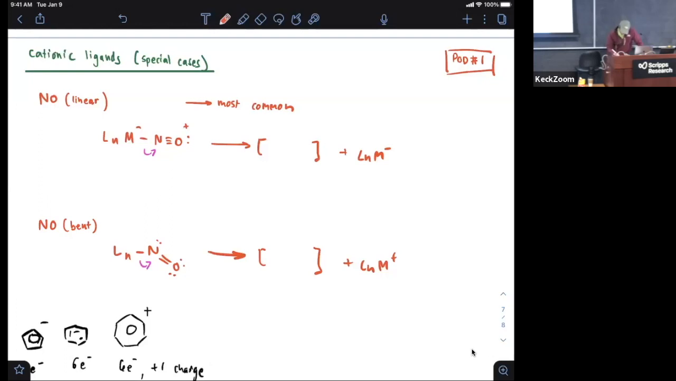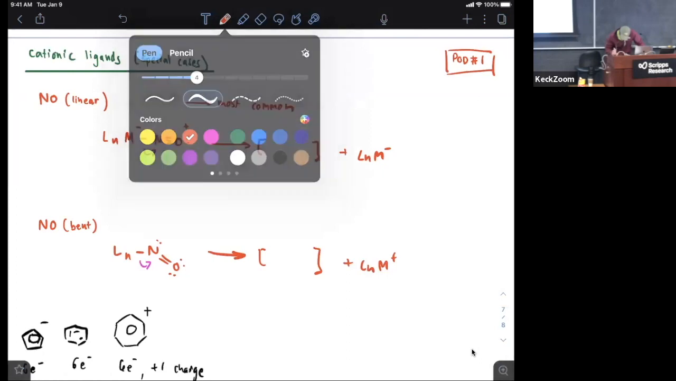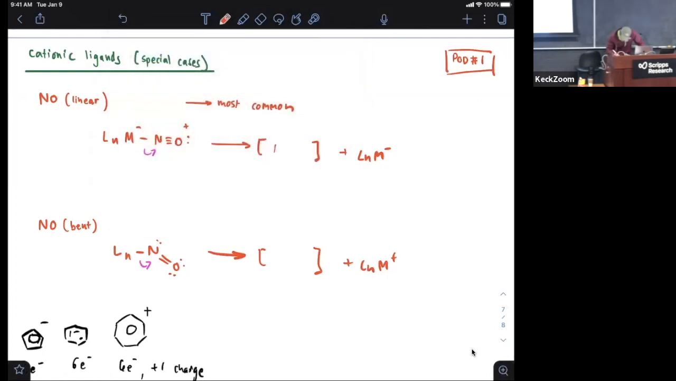Okay, so let's go ahead and break this. So what did you get for the Lewis dot structure here? Something like this. And then you said it was overall plus. So again, the key here is all about the hybridization at nitrogen. So sp, sp.